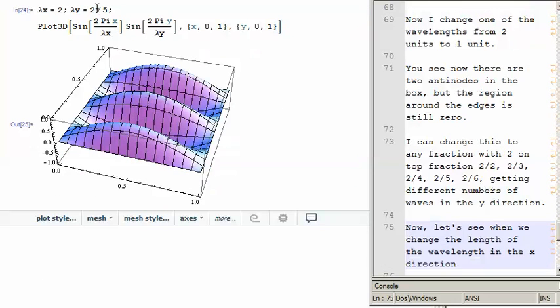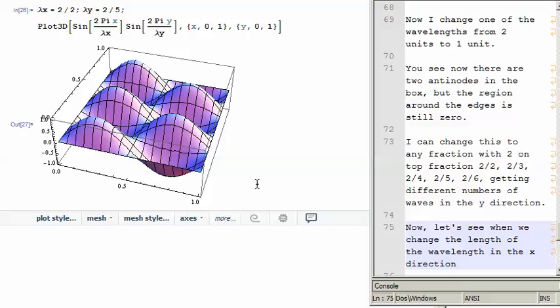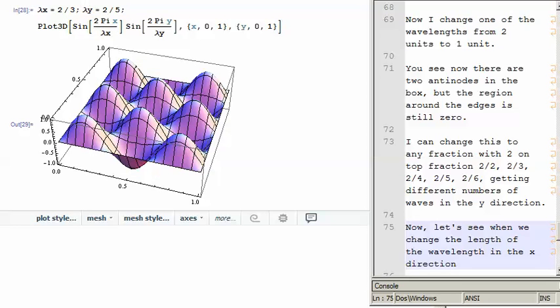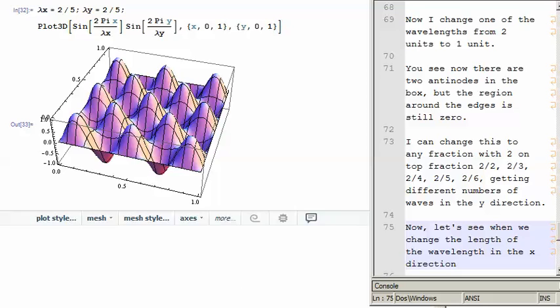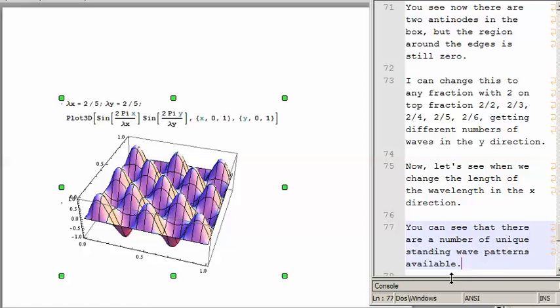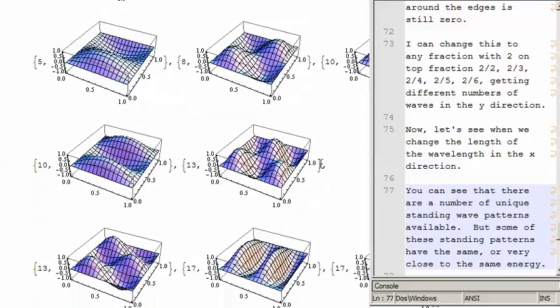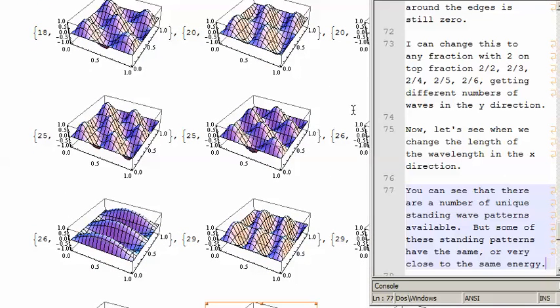Now let's see what we get when we change the number of wavelengths in the x direction. 2 over 2, 2 over 3, 2 over 4, and 2 over 5. You can see that there are a number of unique standing wave patterns available, but some of these patterns have the same or very close to the same energy.